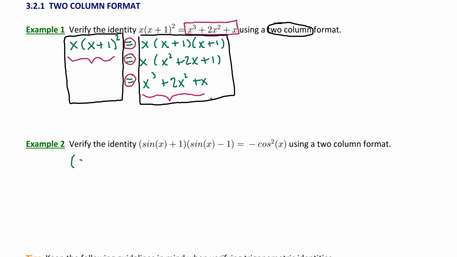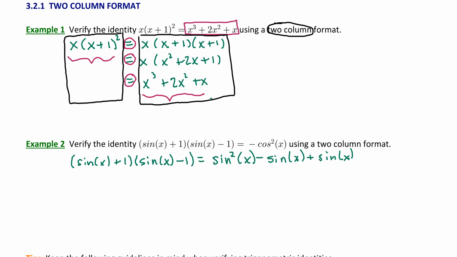Now, the reason I'm beginning with the expression on the left for this identity is because there's a pending operation. So there's some obvious first step that I can take in order to transform the left side into the right side. So I'm going to FOIL the left side and see what happens. The product of the first two terms is sine squared of x. The outside terms have a product of negative sine of x. The inside terms have a product of positive sine of x. And the last terms have a product of negative 1.